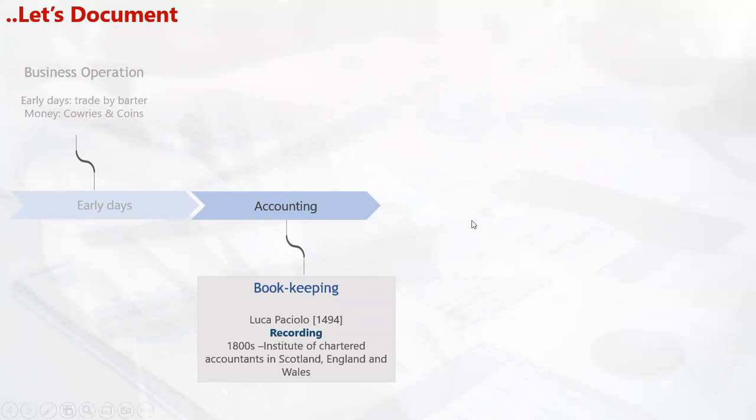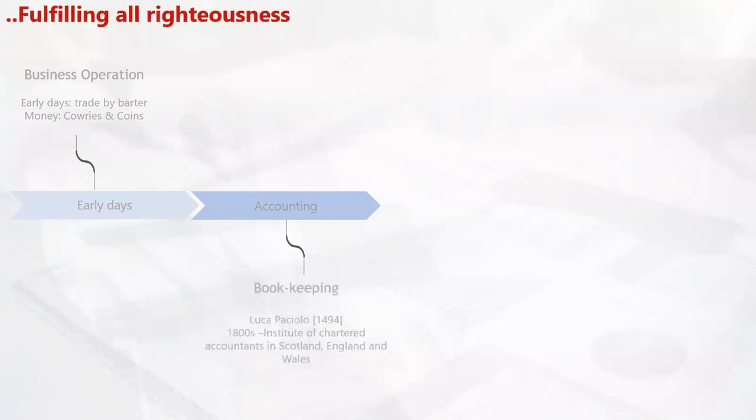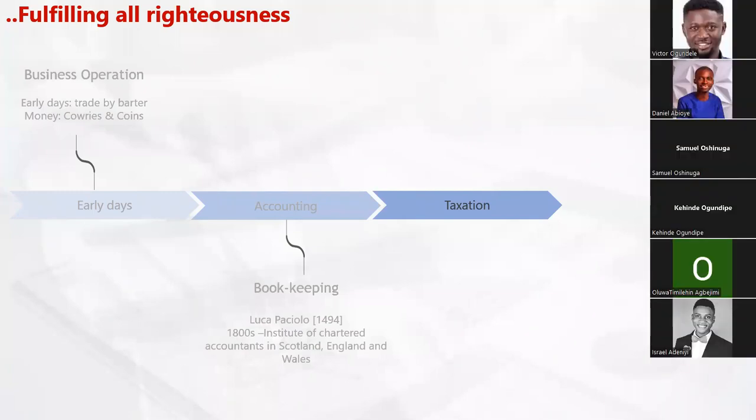Now, from the accounting, there was also a need for us to develop our environment. One environment has more resources, such that they can go to the other environment, capture them and be in control.